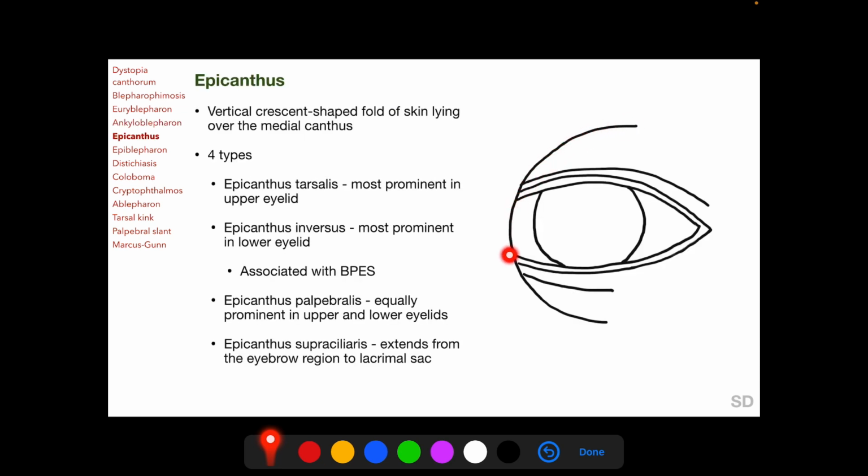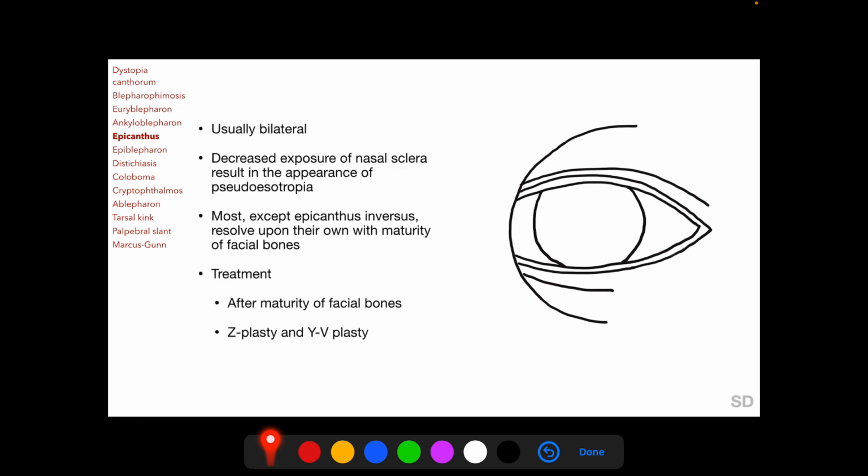Epicanthus is a vertical crescent-shaped fold of skin lying over the medial canthus, and four types of epicanthus are known. Epicanthus tarsalis, in which the skin fold is most prominent in the upper eyelid. Epicanthus inversus, in which the skin fold is most prominent in the lower eyelid, as we find in Blepharophimosis syndrome. Epicanthus palpebralis, in which the skin fold is equally prominent in upper and lower eyelids. And Epicanthus supraciliaris, in which the skin fold extends from the eyebrow region to the lacrimal sac.